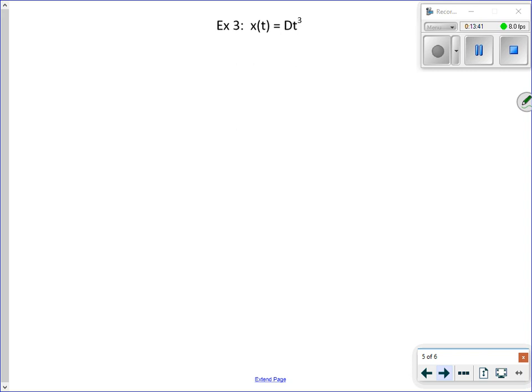You will try this one. You will do this one. You will prove, or you will calculate what the derivative of this function with respect to time is.